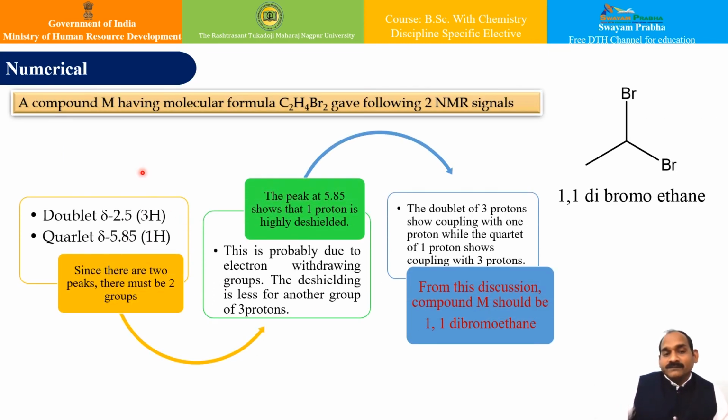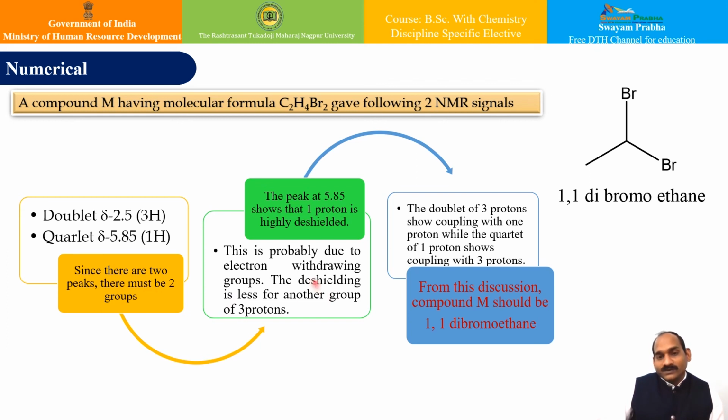Let us try to solve one of the numericals based on what we have learned now. Let us take a compound M having molecular formula C2H4Br2, and it gives the following two NMR signals: a doublet at chemical shift 2.5 for 3 hydrogens, and a quartet for 1 hydrogen at chemical shift 5.85. Now since there are 2 peaks, there must be 2 groups, that is sure.